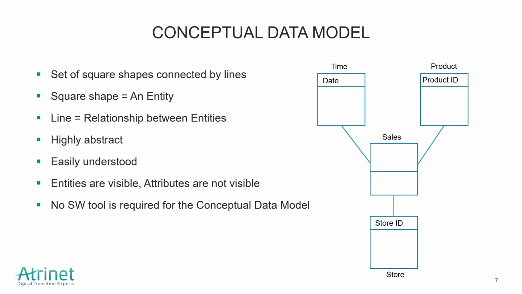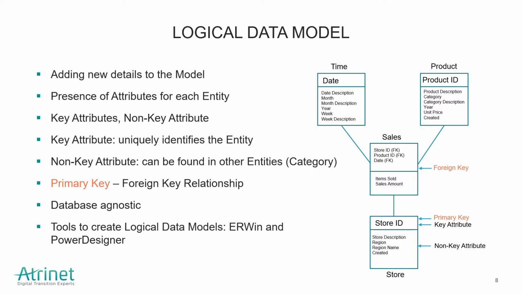When the conceptual model is ready, we can look for the logical data model. The logical data model expands the conceptual data model by adding more details to it. There is presence of attributes for each entity. There are key attributes and non-key attributes. A key attribute uniquely identifies the entity. A non-key attribute can be found in other entities. There are direct relations between a primary key and a foreign key. Key attributes can also be used as primary keys.